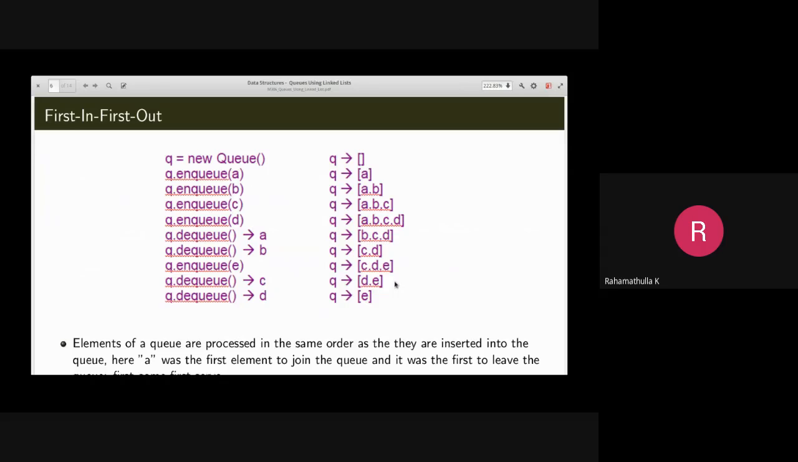Elements of a queue are processed in the same order as they are inserted into the queue. Here A was the first element that is inserted into our queue. So that will be the first element to delete from the queue. So if you ask for a dequeue operation, a delete operation, then the element that will be coming out will be A. Dequeue operation again, the element that is coming out will be B. Now what is left in the queue is C and D. You add one more element, then it will be C, D, and E, and so on.